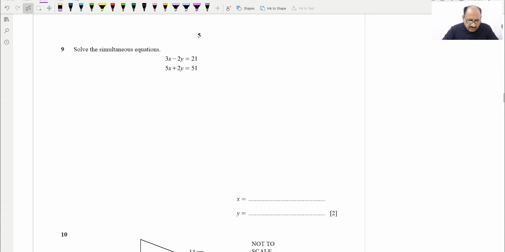Now question number 9, and question number 9 is simultaneous equations. Solve the simultaneous equations.